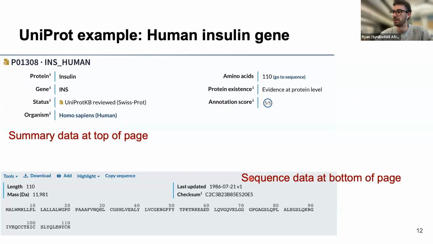And then at the bottom of the page on UniProt, they have this sequence data. And so this is the actual amino acid or protein sequence for the insulin gene. And you can see this was last updated in 1986. So that was around the time where they first did that recombinant expression of the insulin gene.